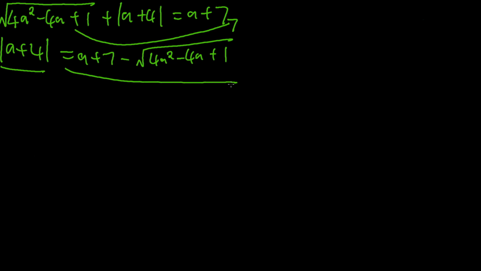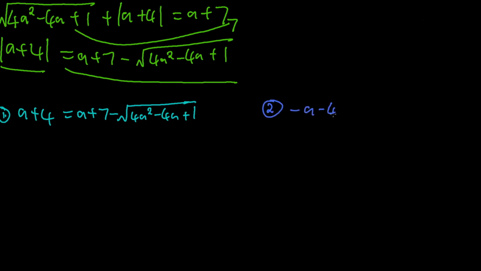So now we've got the absolute value on one side and the rest of the equation on the other side. Now at this point with absolute value, you just split it into two equations, so I'm going to do that now. So the first equation would be a plus 4 where you make this positive. So a plus 4 is equal to a plus 7 minus the square root of 4a squared minus 4a plus 1. And then the other equation would be minus a minus 4, because we're making this bit negative, is equal to a plus 7 minus the square root of 4a squared minus 4a plus 1. So now we have the two equations. Let's start off with this equation here.